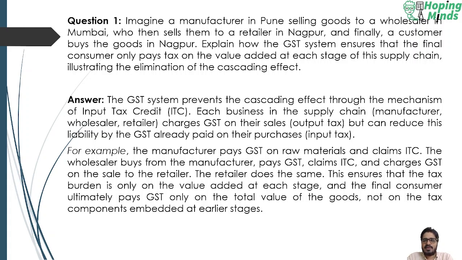Each business in the supply chain, that is manufacturer, wholesaler and the retailer, charges GST on their sales, that is the output tax liability, but can reduce this liability by the GST already paid on their purchases, that we call input tax credits. For example, the manufacturer pays GST on raw materials and claims ITC, that is input tax credit. The wholesaler buys the goods from the manufacturer, pays GST and claims input tax credit and charges GST on the sale to the retailers. Then the retailer does the same thing.